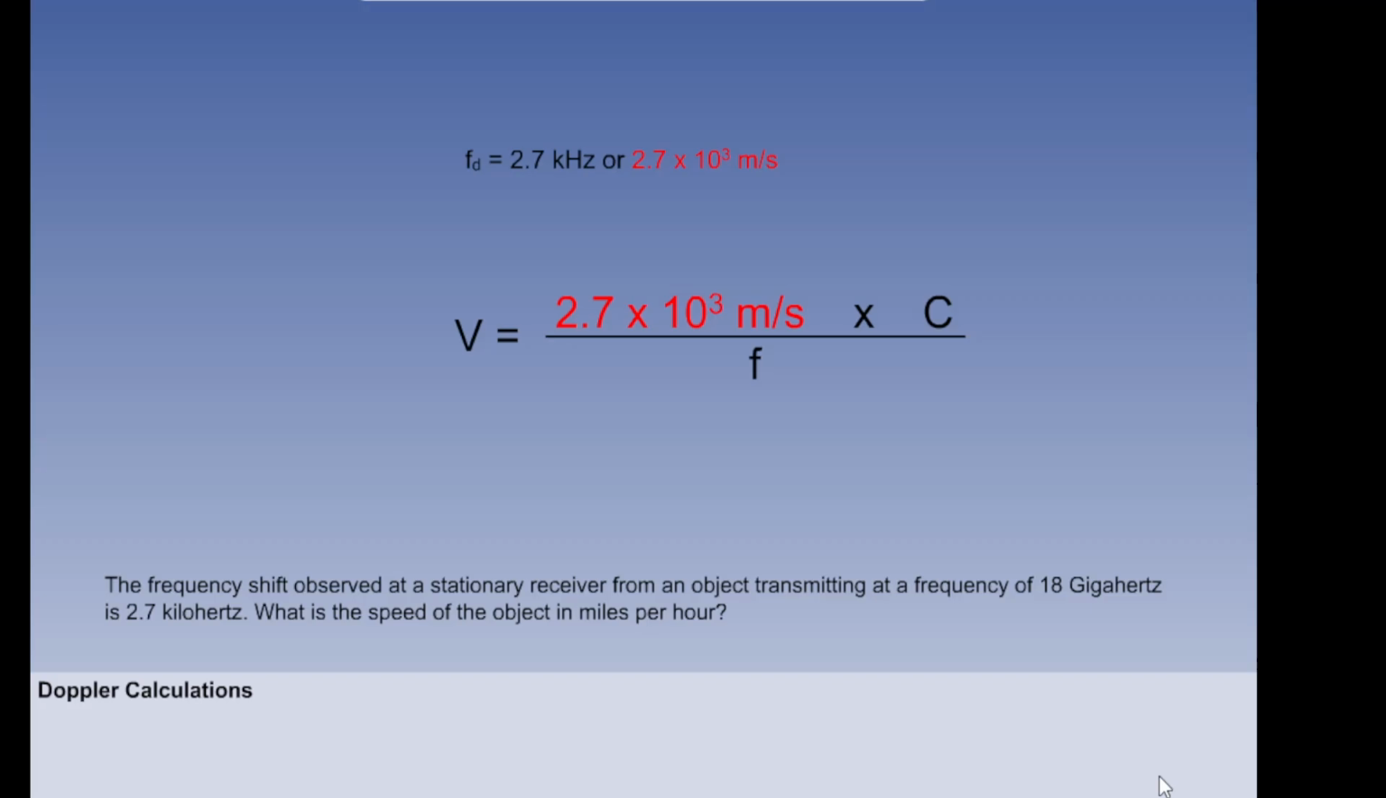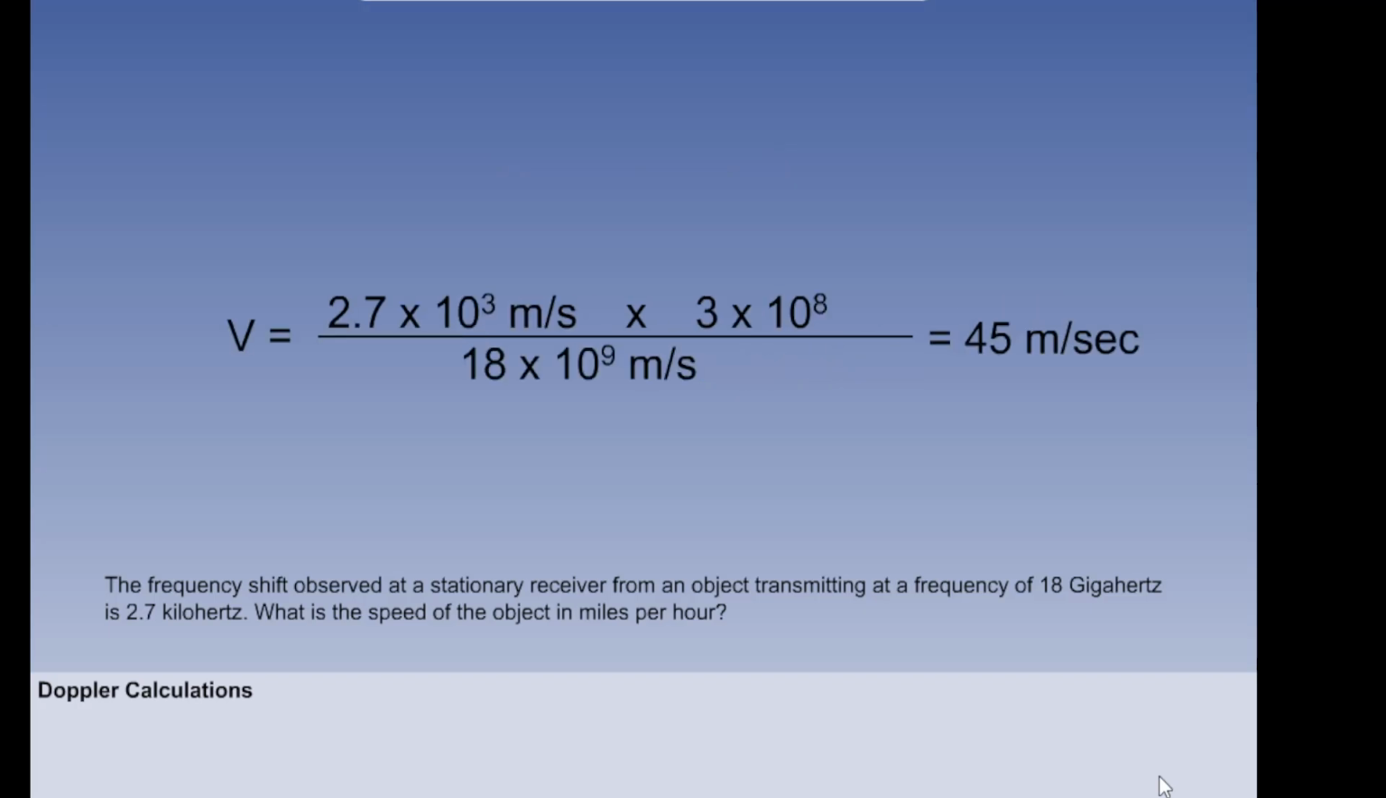We are given FD as 2.7 kHz, which is written as 2.7 times 10 cubed. C is 3 times 10 to the 8th. The transmitter frequency is given as 18 GHz, written as 18 times 10 to the power of 9. Put this all together, and the answer is 45 meters per second.